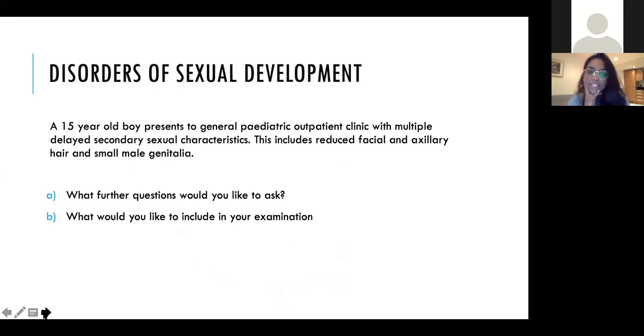Okay, let's do a case for a change. So you've got a 15-year-old boy coming to your clinic, okay? He's got multiple delayed secondary sexual characteristics, and that includes reduced facial and axillary hair and small male genitalia. This is a GP referral. This is what you get. Your patient's coming in 5 minutes. So what questions do you want to ask them? Put in the chat.